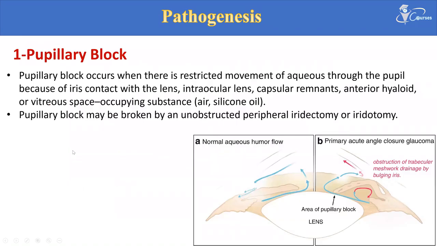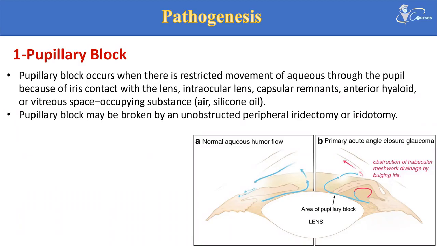So what is the pathogenesis? Why does the angle closure happen? We have 4 different mechanisms. One of them is very common and very famous, which is the pupillary block. We know that the normal aqueous will pass from the ciliary body through the posterior chamber, through the pupil to the anterior chamber to be drained by the trabecular meshwork.